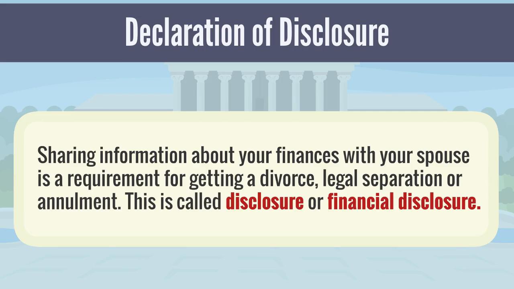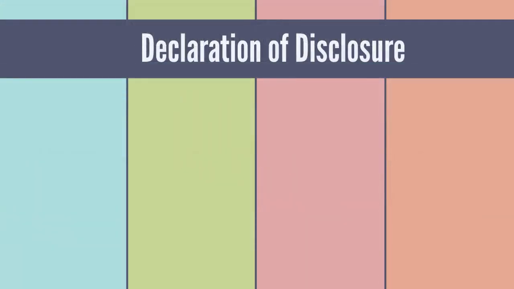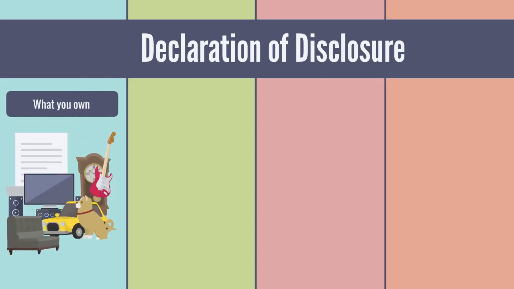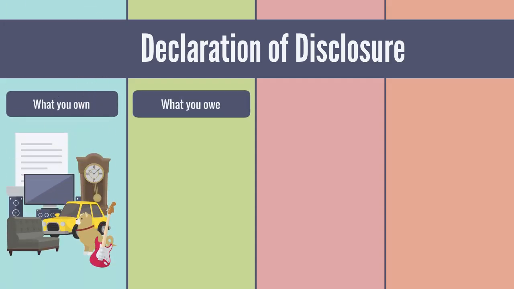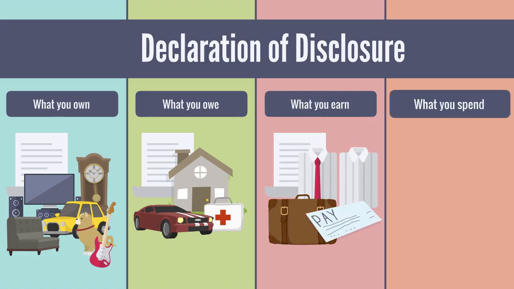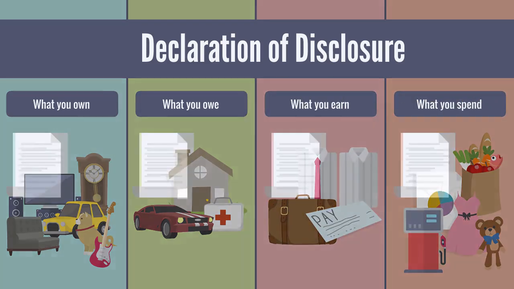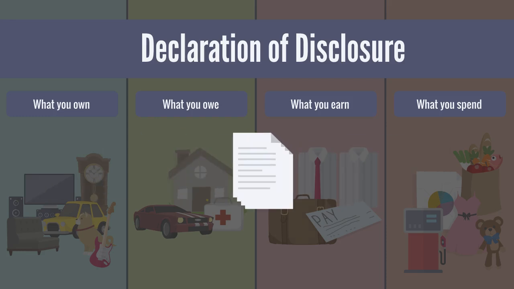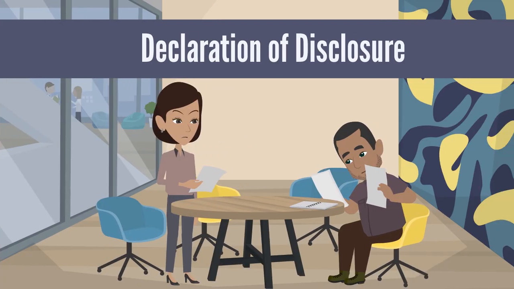Sharing information about your finances with your spouse is a requirement for getting a divorce or legal separation or annulment. This is called disclosure or financial disclosure. In this part of the divorce or legal separation or annulment, you will fill out forms to show what you own, what you owe, what you earn, and what you spend. You give these forms and copies of some financial documents to your spouse.